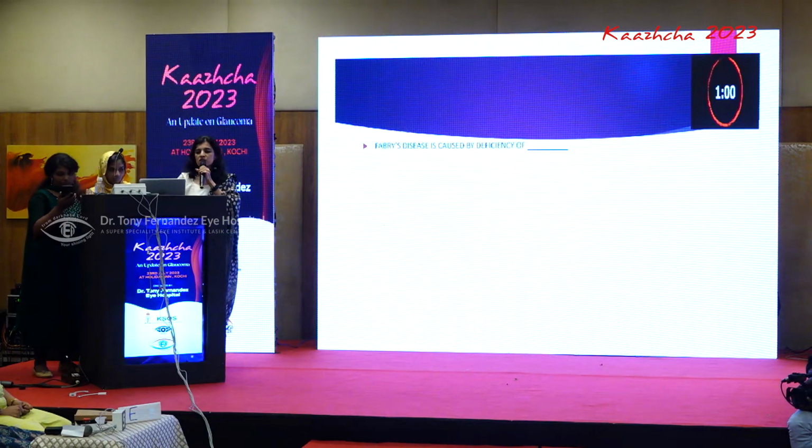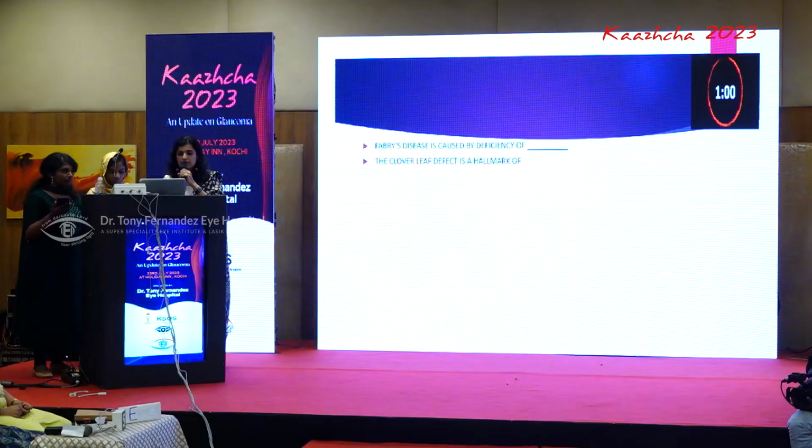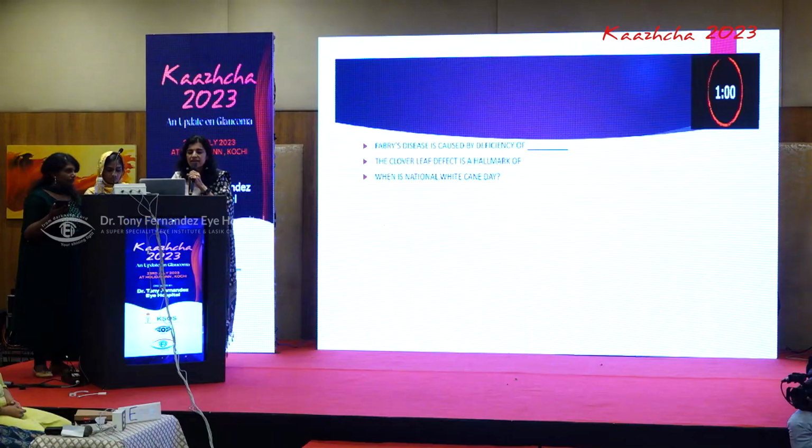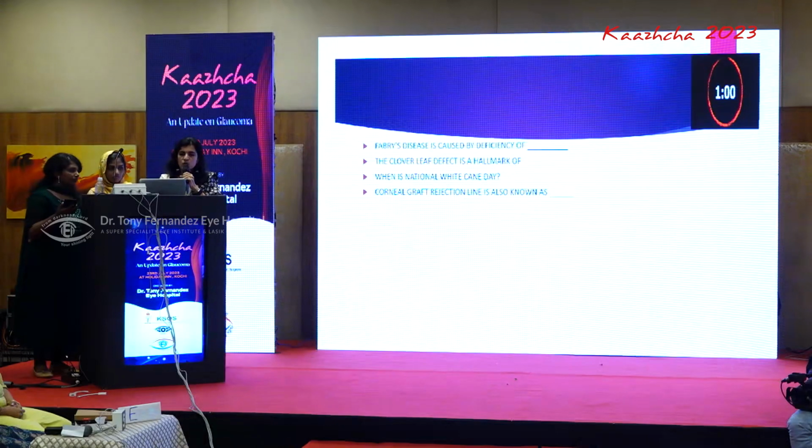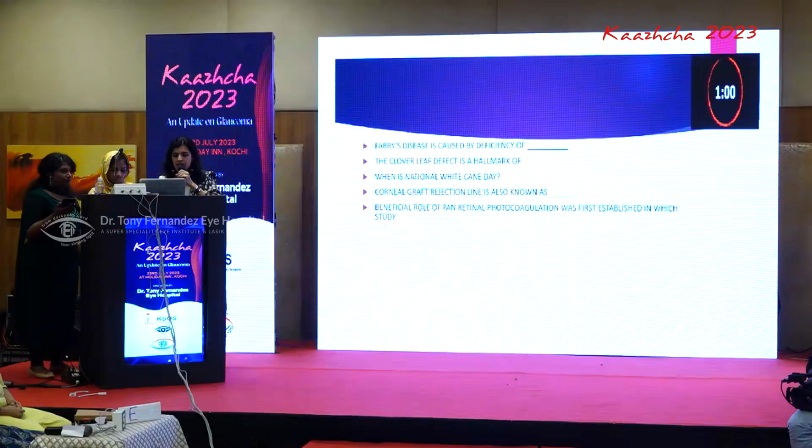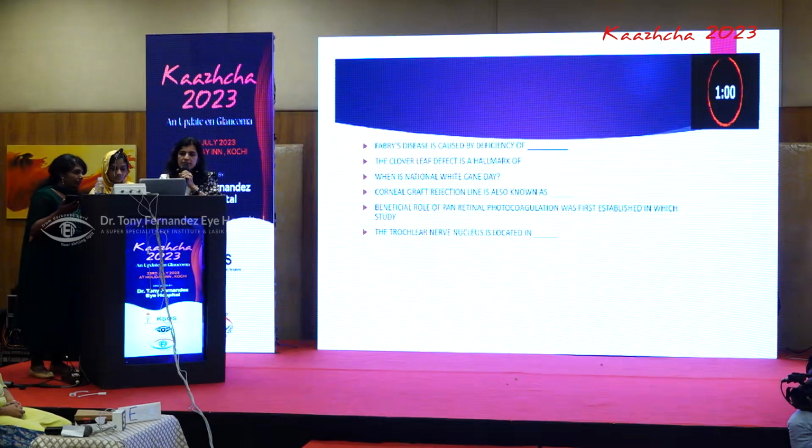Fabry's disease is caused by deficiency of? Alpha galactosidase. Correct. The cloverleaf defect is the hallmark of? Patient fatigue, false negative. Correct. When is National White Cane Day? Pass. Corneal graft rejection line is also known as? Khodadoust line. Correct. Beneficial role of pan-retinal photocoagulation was first established in which study? Pass. The trochlear nerve nucleus is located in?